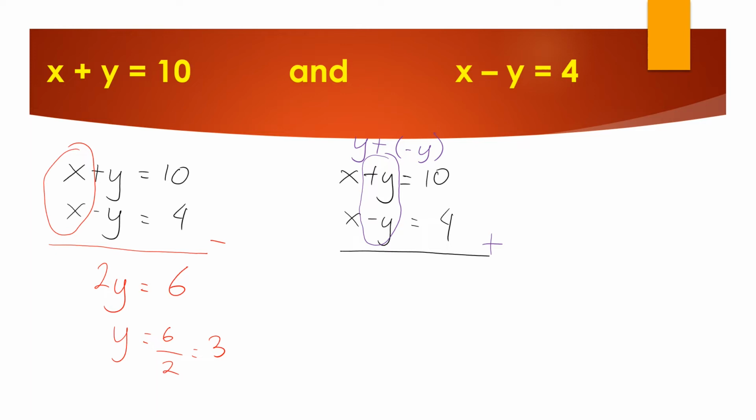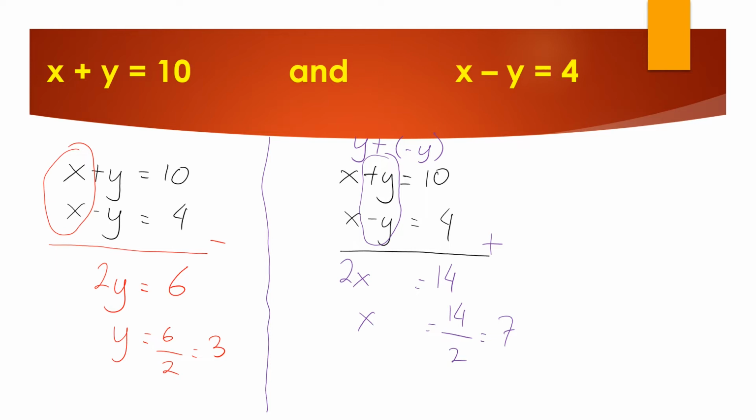So continue with x. x plus x equals 2x equals 10 plus 4, which is 14. So x equals 14 divided by 2. The answer is 7. Okay. Just choose one of them. Do you want to eliminate x or eliminate y? Don't use both of them.